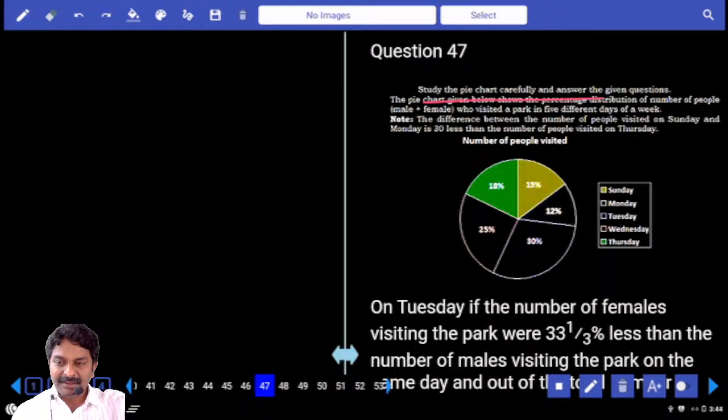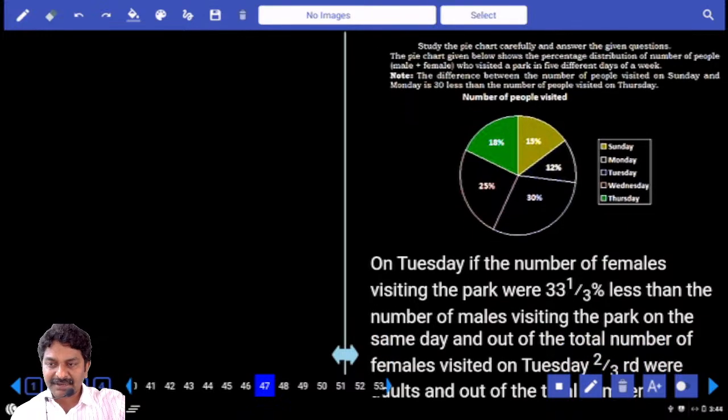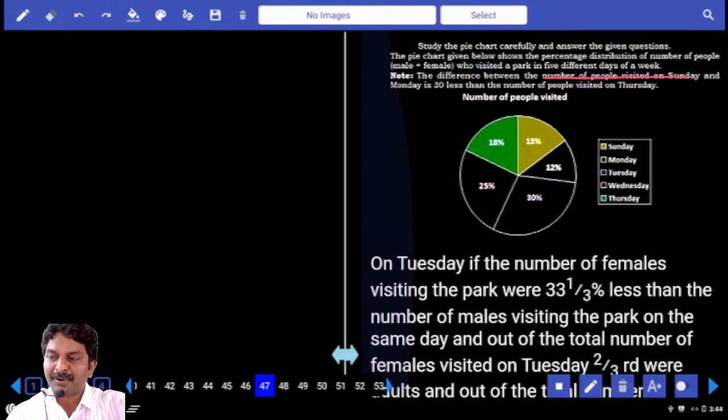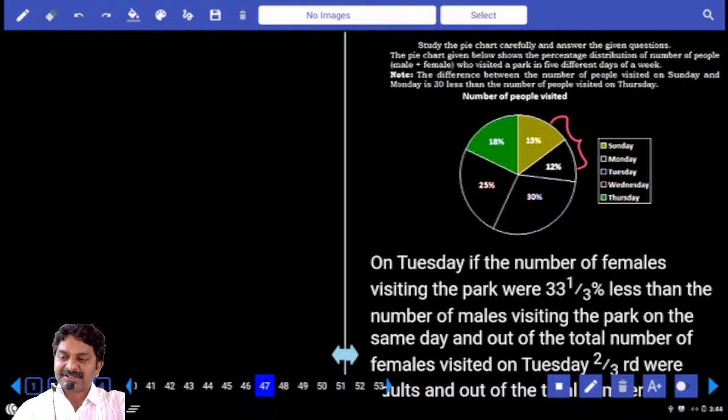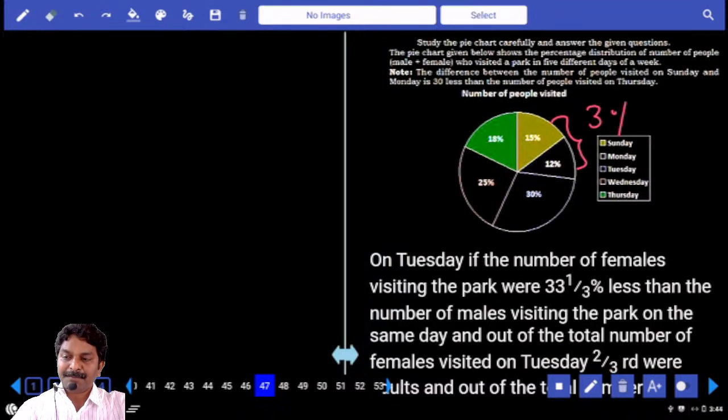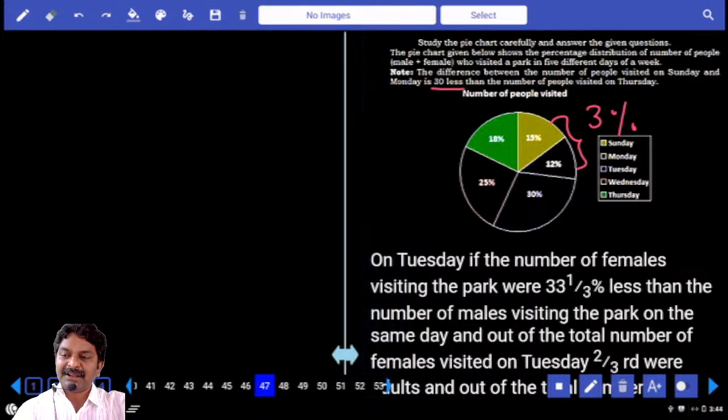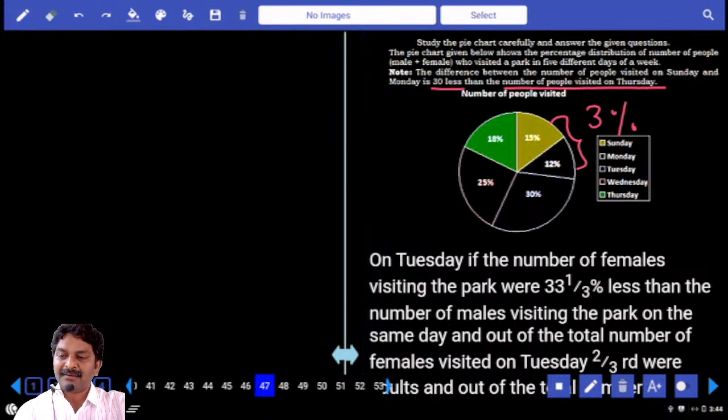Single pie chart only. Pie chart given below shows percentage distribution of number of people, male and female, who visited a park on 5 different days of a week. Difference between number of people who visited on Sunday and Monday, 3%, which is 30 less than number of people visited on Thursday.